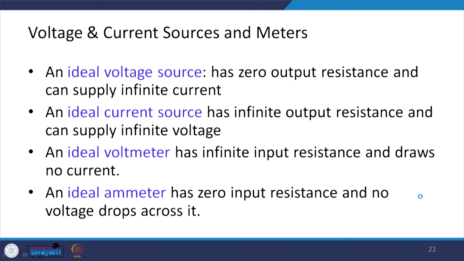And an ideal voltmeter has infinite input resistance and draws no current. Okay. It draws no current, so that there is no voltage drop. Okay. And similarly, an ideal ammeter has 0 input resistance and no voltage drop across it.